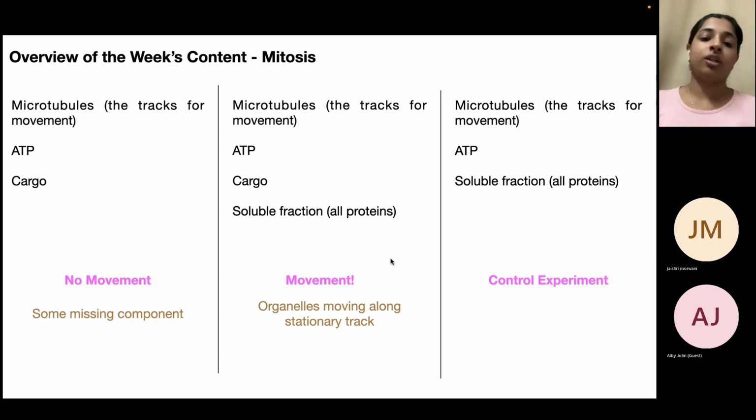Because people can always argue that the soluble fraction has something else that is moving, and it is not the cargo that is actually moving. So in order to conclusively prove that it is the cargo that is moving, he decided to set up a control experiment where he took microtubules, added energy, and just added the soluble fraction that contains all the protein.